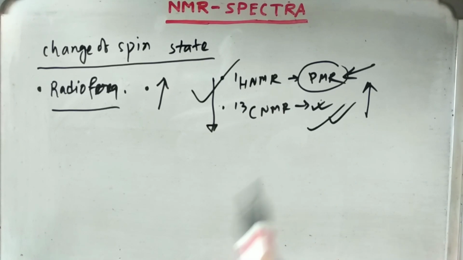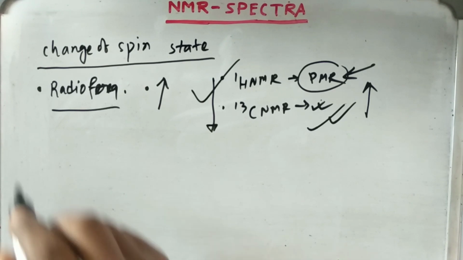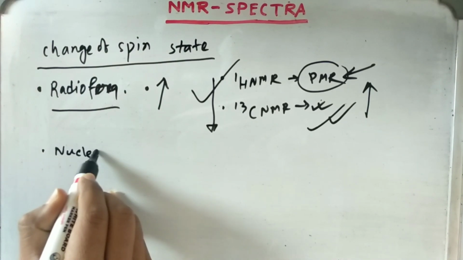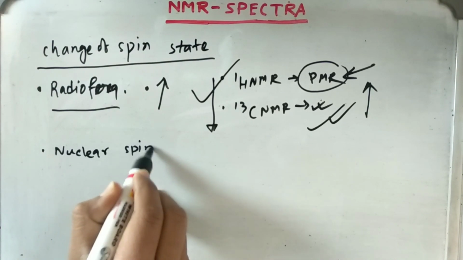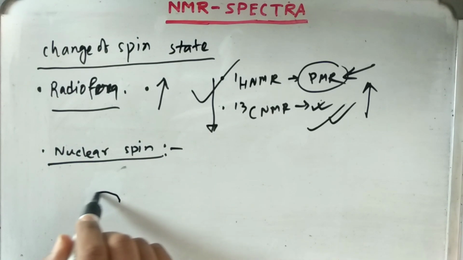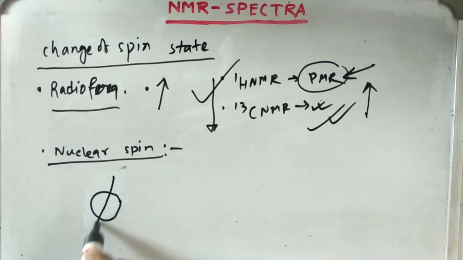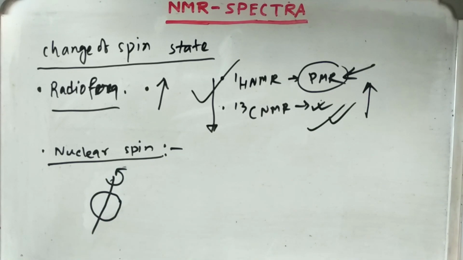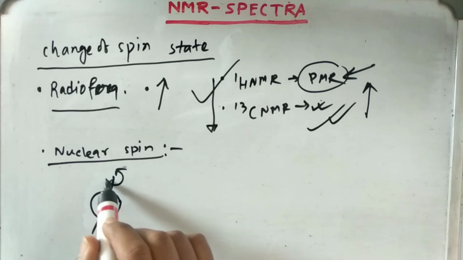Now coming to the theory of NMR spectroscopy, especially PMR spectroscopy. Let's first talk about nuclear spin. So what is nuclear spin? I will tell you in very easy words. You know the rotation of the Earth, how it rotates on its own axis. Its rotation will be like this. Every proton rotates like this, like the Earth's rotation.